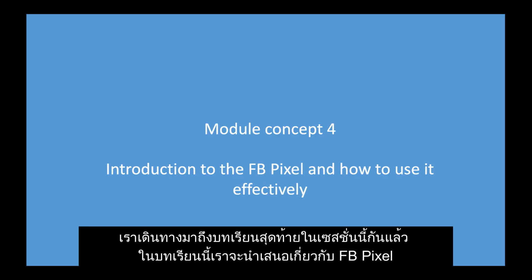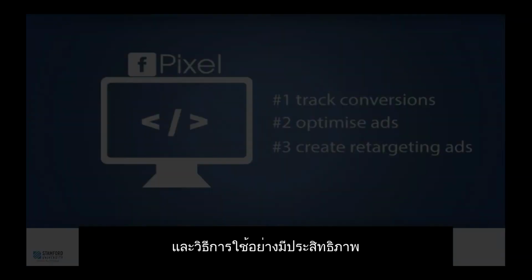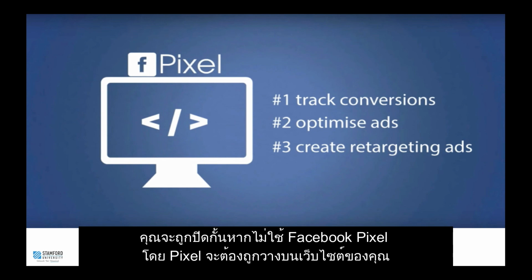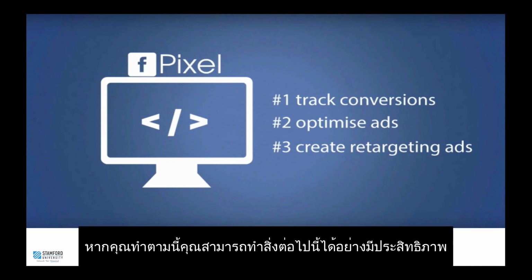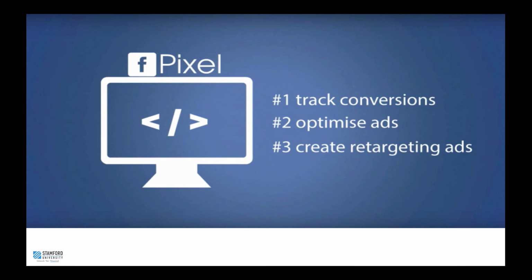And this brings us to the last module in this session. This module will present the Facebook pixel and how to use it effectively. What you need to know is that without using the Facebook pixel, the entire effectiveness of Facebook will be limited. The pixel needs to be placed on your website. And if you do this, it can effectively help you with the following. First, track conversions. Second is optimize your ads. And the third is you can use it for retargeting. Let's look further.